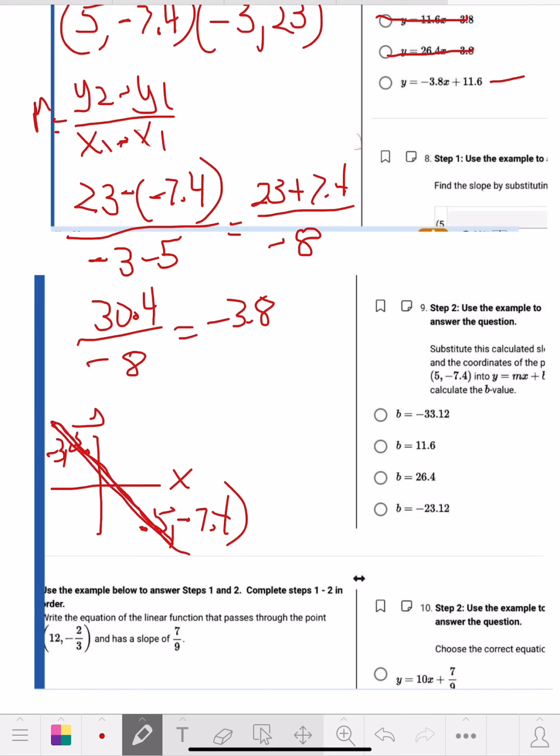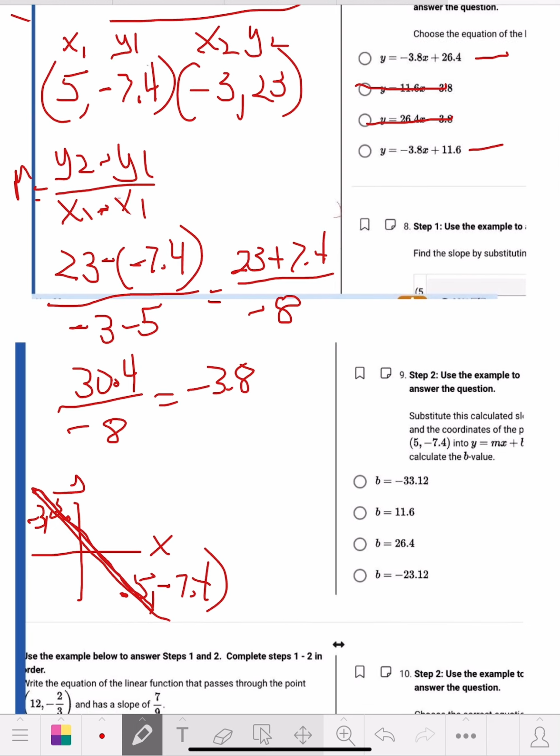They're asking on this first one, does it cross at positive 26.4? You know it doesn't, because they're telling you it's already at the negative 3 position when it's at 23, so that can't be it. That one's got to be wrong. So this has to cross at the 11.6. So I'm going to pick the 11.6. That's what I'm going to pick for my answer.